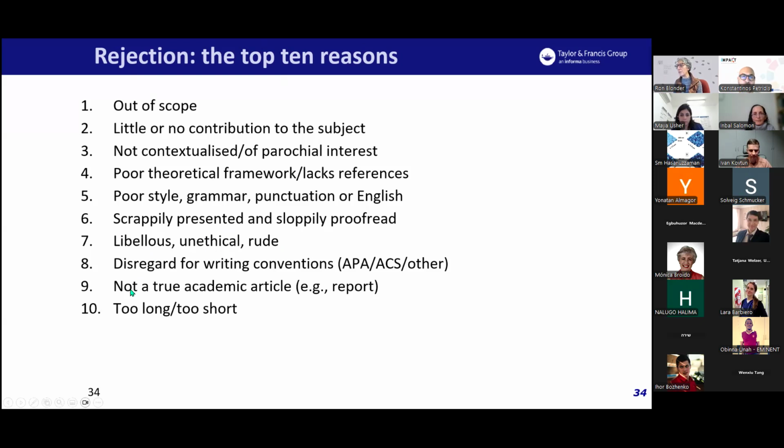When it's not a true academic article, you did a survey or a report or something and you submit it. It's so easy to see it. Or when you do an evaluation study, it's not research, it's a report. And why is it not research? Because it doesn't contribute to the general knowledge. It contributes to your own specific report or country that you did. But if it's not contextualized and you don't work a lot in order to take the report and turn it into research, it will not be published. And also when it's too long or too short, okay?